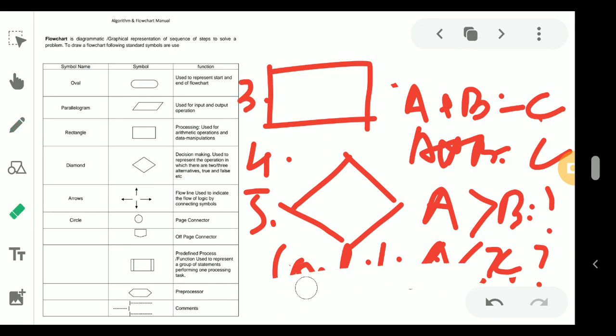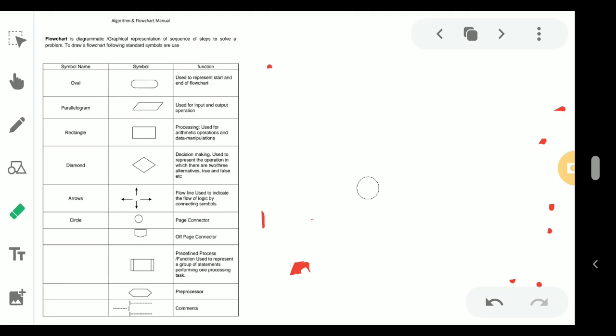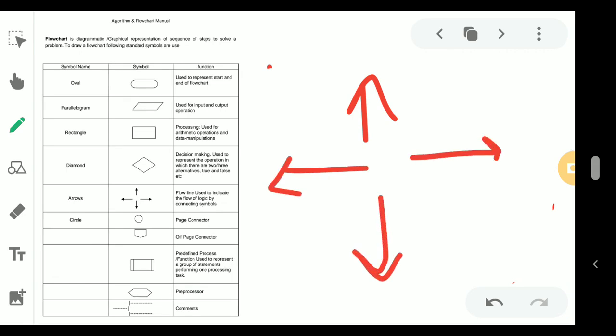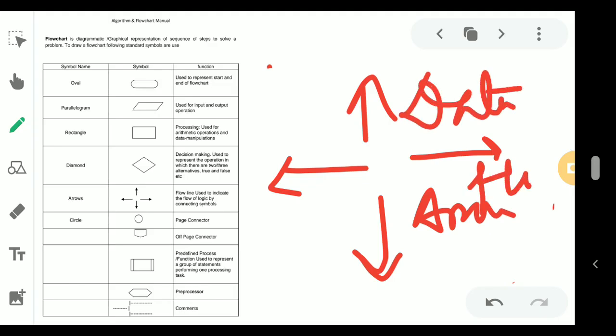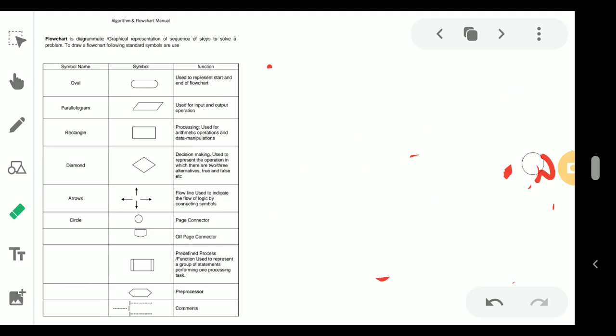Now, different arrows are there. Different arrows denote the flow actually. There may be an upward arrow, a right-hand side arrow, a left-hand side arrow, and a downward arrow. These arrows represent the data flow, from where to where data is flowing. Then there is a circle. The circle is a page connector. It will connect one page with another one. So this circle is used as a page connector.